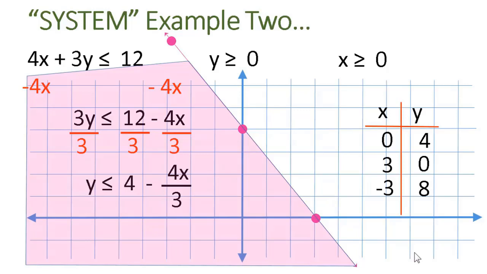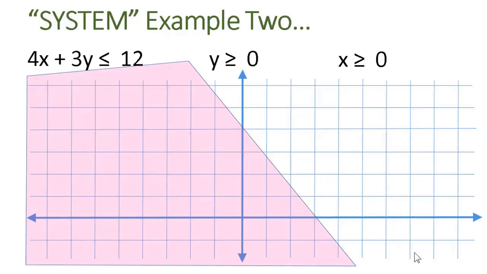Let's look at this middle one, though. The y is greater than 0. It's already solved for y. So how do I do that? We're going to pretend y equals 0. Just pretend for now y equals 0 and make a chart.